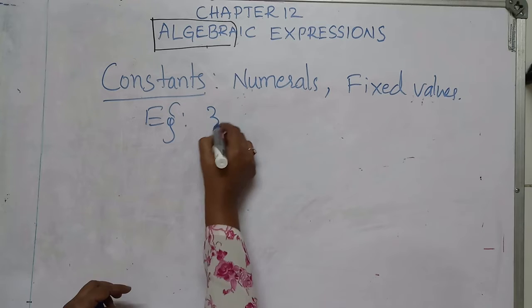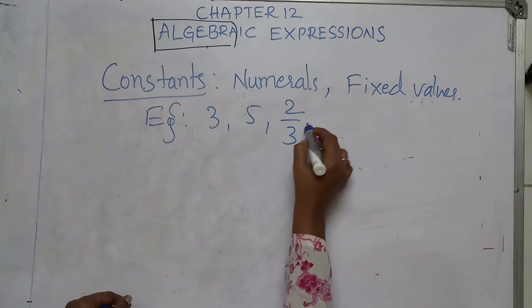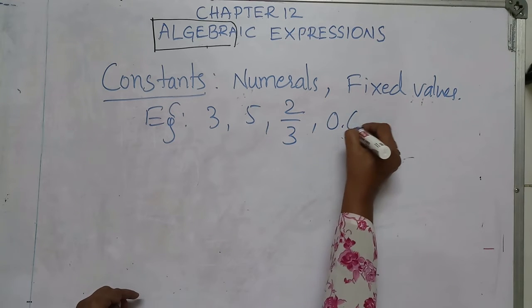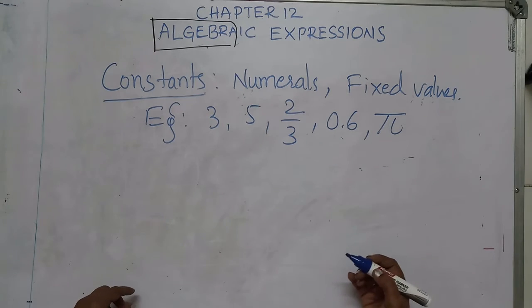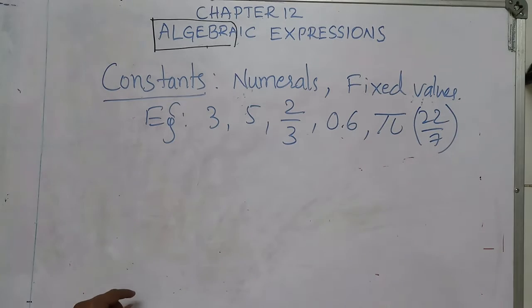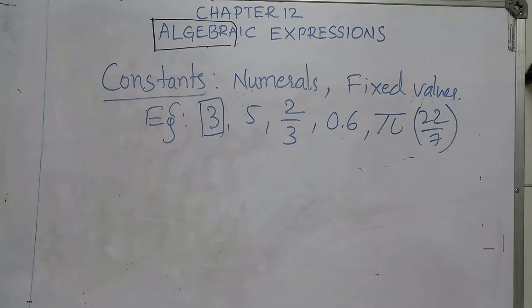For example, if I am having 3, 5 or 2 by 3, a fraction also is a constant. Even 0.6 is a constant. Then pi, which you must have learned or maybe are going to learn, is nothing but the value 22 by 7, which is also a constant. Why am I saying these are constants?